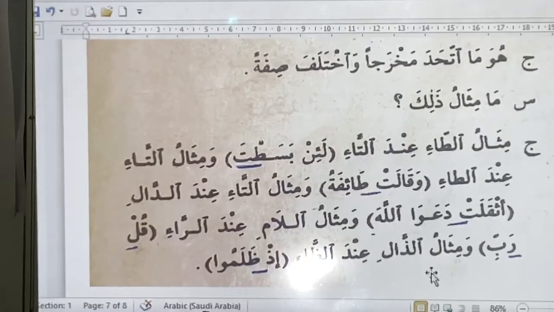The lam sakin wara, we are going to insert the lam in the ra, and we put shadda in ra. So instead of saying qul rabbi, we will say qur rabbi, qur rabbi.